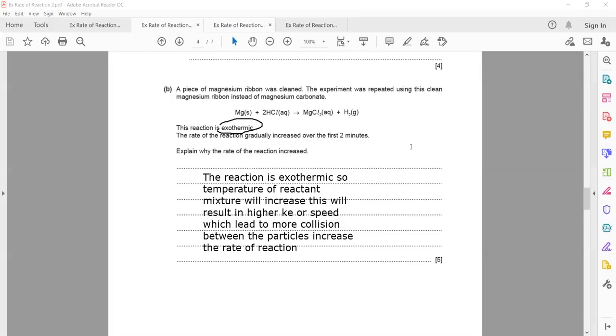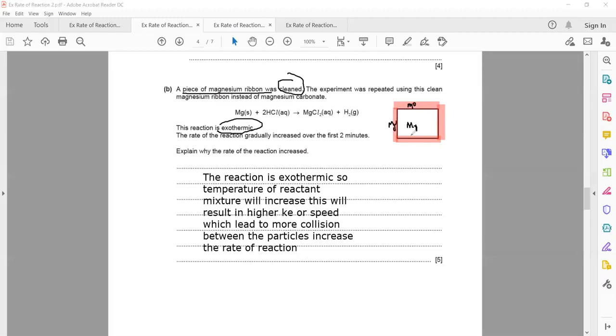Afif, why can you not say magnesium was covered with an oxide layer, so it was unreactive in the beginning? Because they mention a piece of magnesium ribbon was cleaned. What does it mean? It means that you remove the oxide layer on the surface. Normally, a piece of magnesium can react with oxygen in the atmosphere and develop an oxide layer. So the top part of the magnesium is magnesium oxide because it reacted with oxygen in our atmosphere.